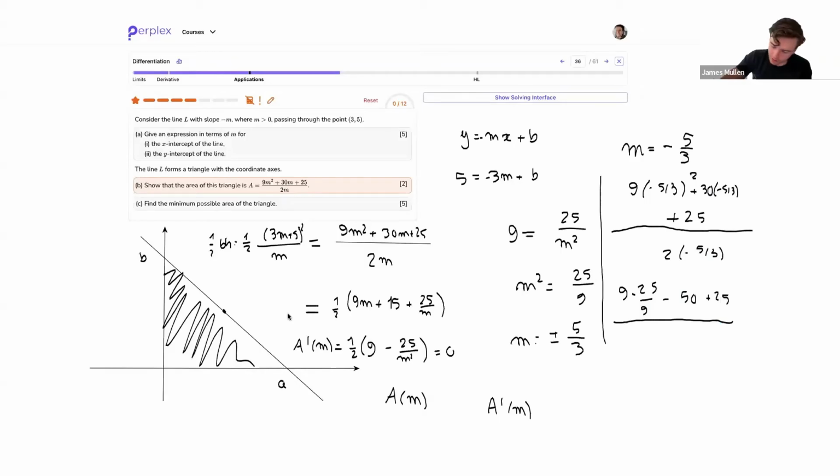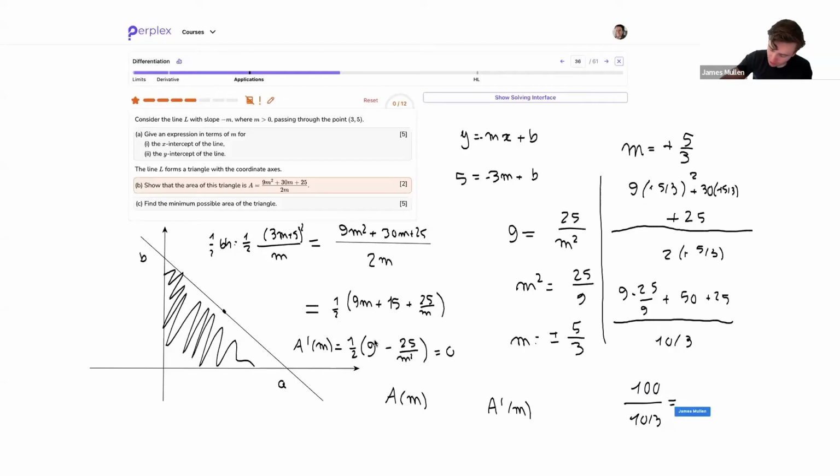Hang on. Oh, again, m is positive. I don't know why I said negative. We took the positive one because m was greater than 0. So I put in the positive, and I still have 25 over 9, it's just that this is plus 50. And this is all over 2 times 5 over 3, so 10 over 3. And so that gives me 100 over 10 over 3.